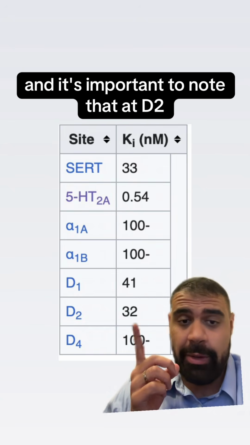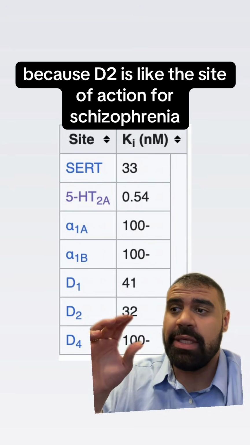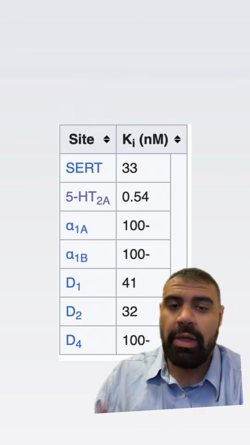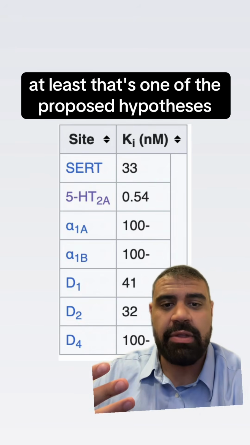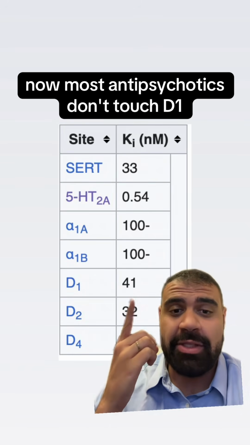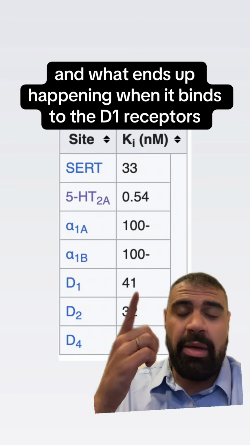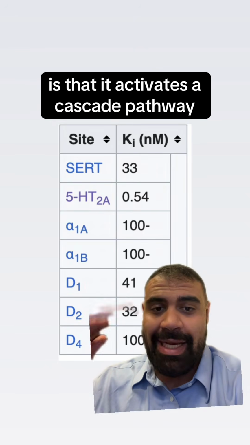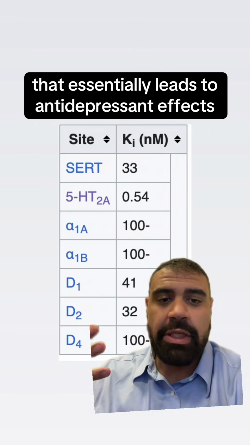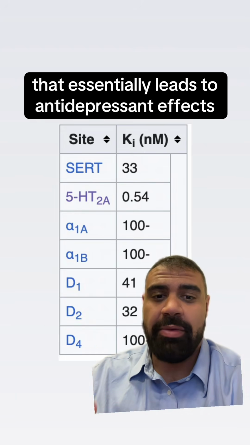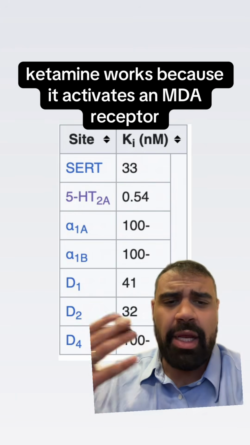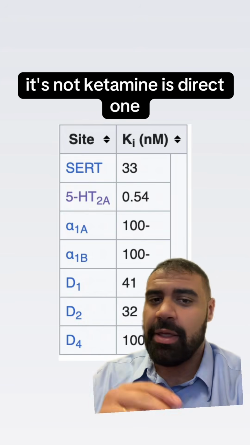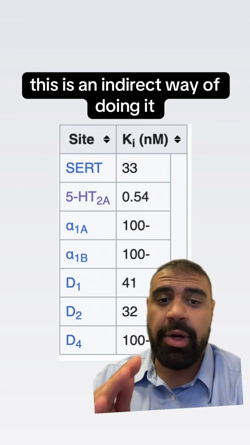And it's important to note that at D2 because D2 is like the site of action for schizophrenia. At least that's one of the proposed hypotheses. Now, most antipsychotics don't touch D1. And what ends up happening when it binds to the D1 receptors is that it activates a cascade pathway that essentially leads to antidepressant effects. Similarly to the way ketamine works, because it activates the NMDA receptor. But it's a very indirect thing. Ketamine is a direct one. This is an indirect way of doing it.